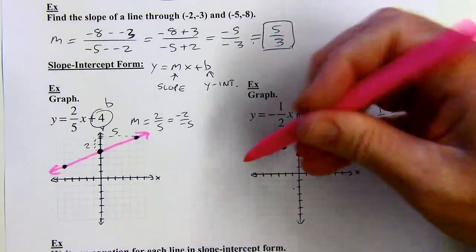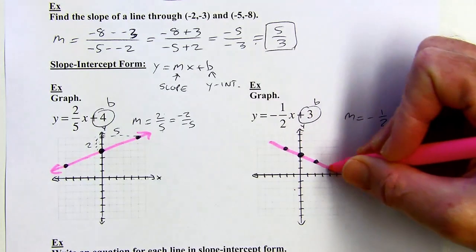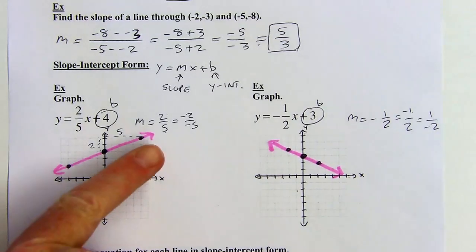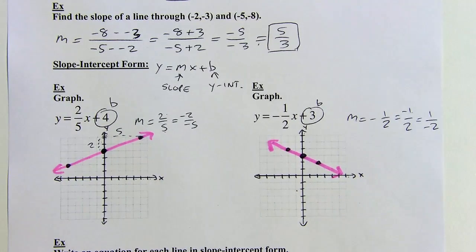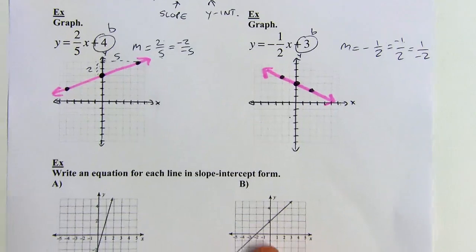Okay, and it's worth noting that when you have a negative slope, the line is going to go downhill from left to right. When you have a positive slope, it's going to go uphill. That's worth knowing, because it's a nice way to check to make sure you didn't make mistakes.